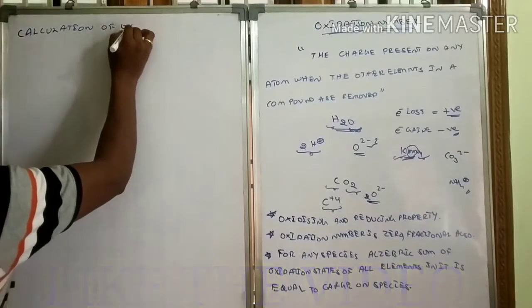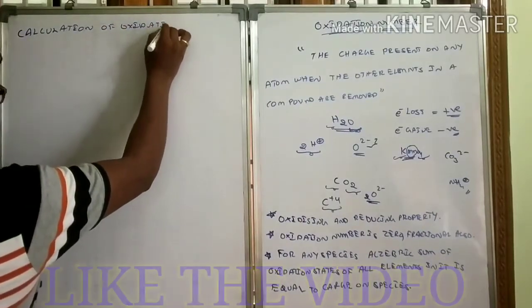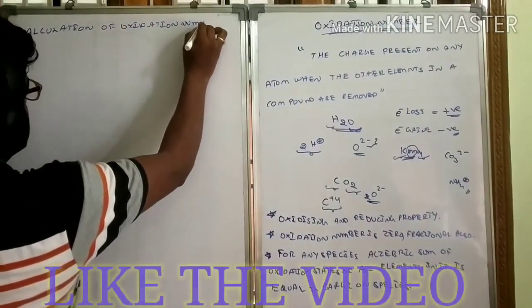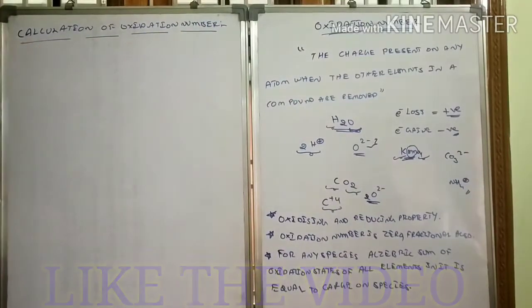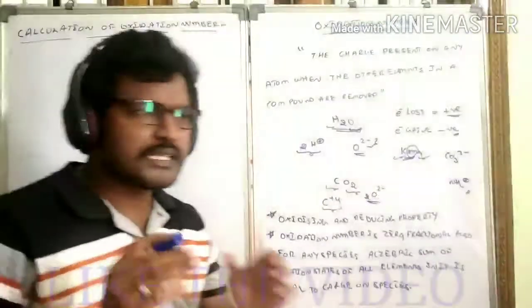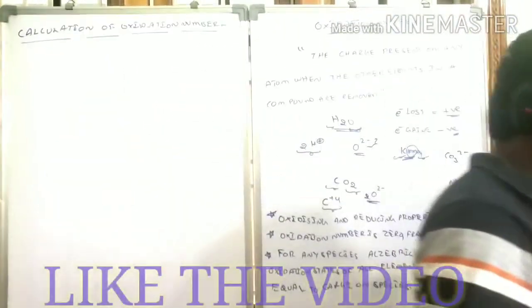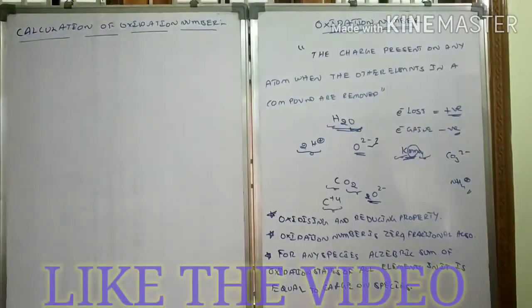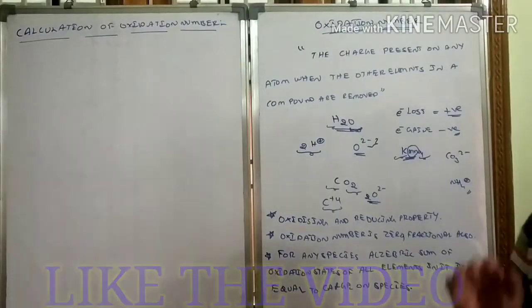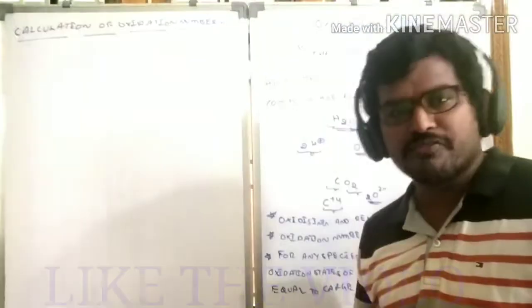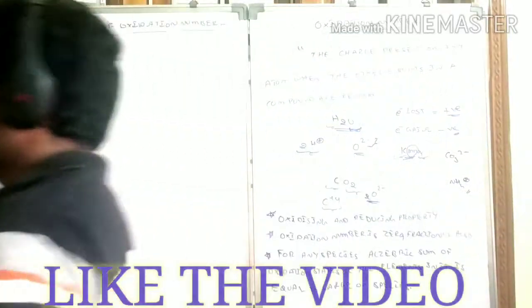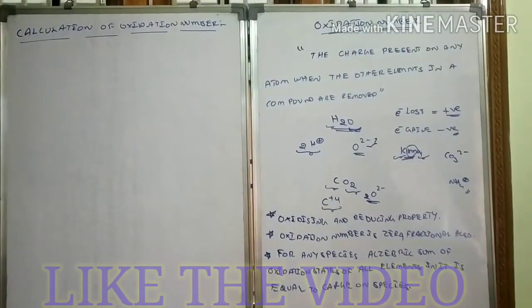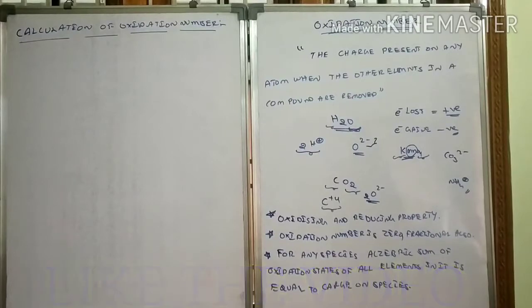Now the most important topic in this oxidation number is the calculation of oxidation number. Sir, how can we calculate the oxidation number for any species? Are there any guidelines? To calculate the oxidation number of any species, there are certain rules formulated. Let us see what the rules are.